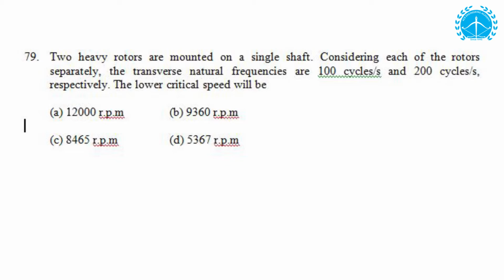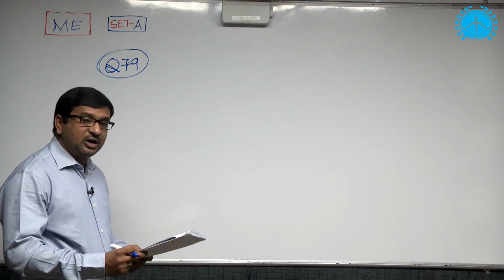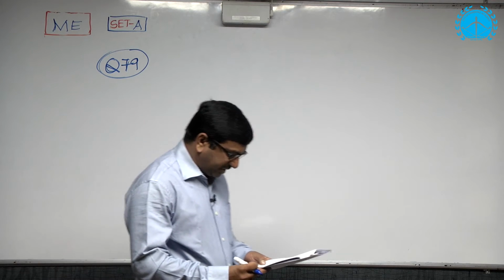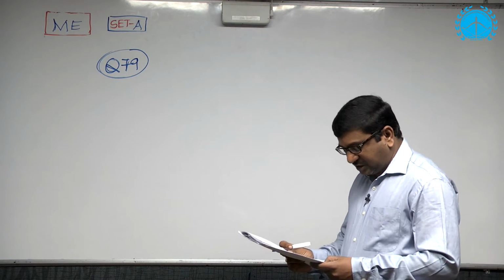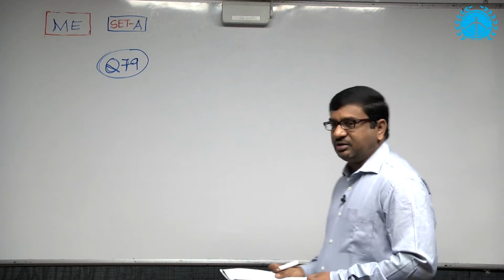The next question on mechanical engineering CTA, question number 79. Again it is related to vibrations. In this particular one, two heavy rotors are mounted on a single shaft. Considering each of the rotors separately, the transverse natural frequencies are 100 cycles per second and 200 cycles per second respectively. The lower critical speed will be.